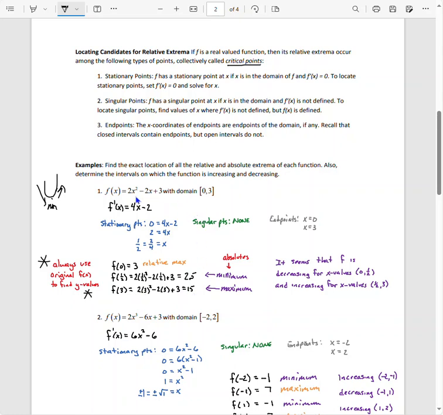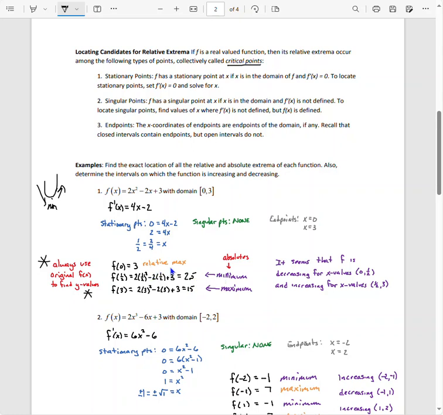Now, continuous function on a closed interval, it has an absolute maximum, output of 3, output of 2.5, output of 15. 15 is the biggest number. That's our absolute maximum. Now I'm looking at 3 and 2.5. 2.5 is smallest. It's smaller than 15 also. So that's my absolute minimum.